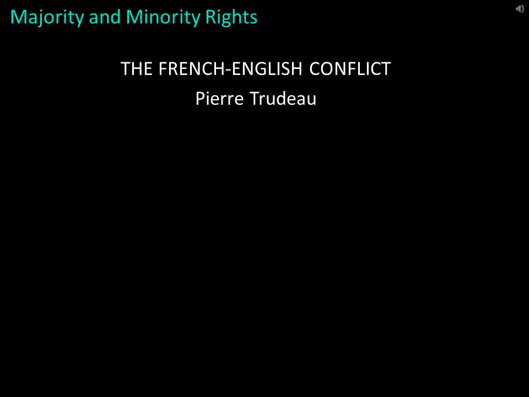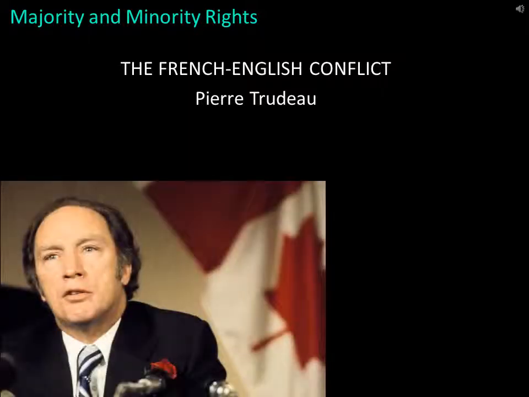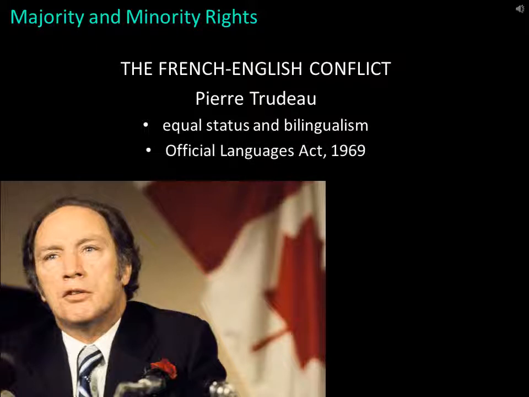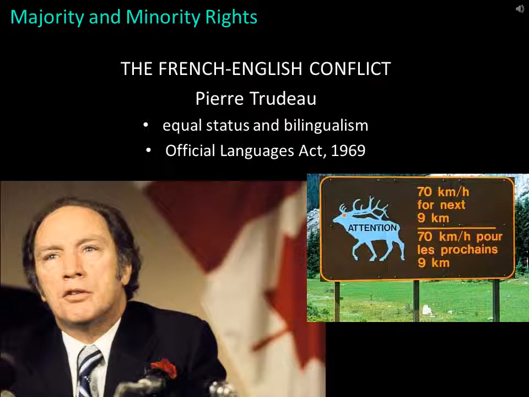Pierre Trudeau. When Pierre Trudeau was elected Prime Minister in 1968, he and his Liberal government were committed to the goals of equal status for the two cultures and bilingualism. In an attempt to realize this vision, they introduced the Official Languages Act, which was passed in 1969. It required all federal government services to be available in both languages.